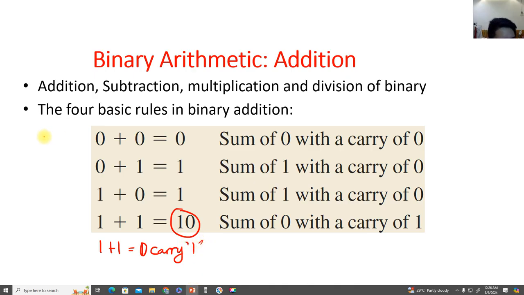This is pretty much the same as when we have 9 plus 1 in decimal. Since 9 is the highest digit, and then you add 1, that would be 0, carry 1. So that's why it's 10. It's the same. Since binary has a highest digit of 1, if you add another 1, it should become 0, carry 1. So that's the essence.